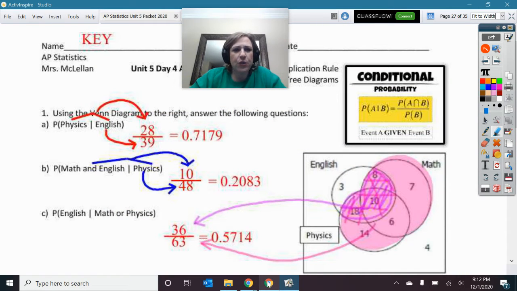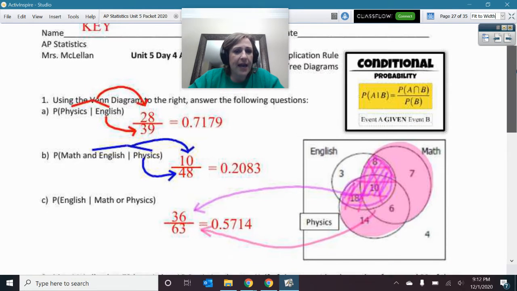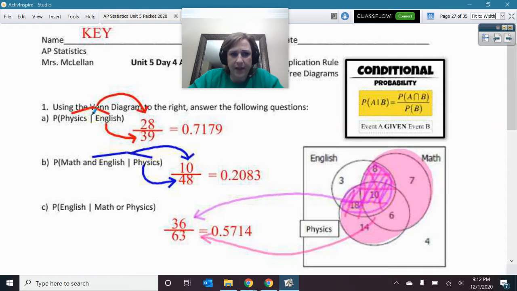Right, let's see how we do on this assignment with the tree diagrams and the general multiplication rule for conditional probability. Okay, so here we go. Here we had questions, and they were based on this Venn diagram here. And remember that, given that.